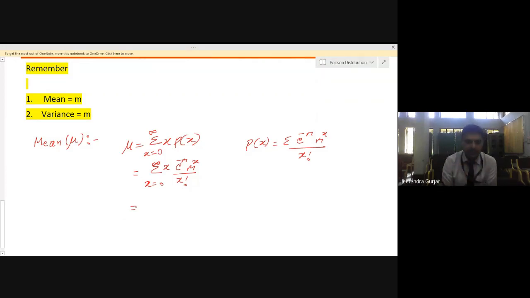Wherever x is there, please substitute 0. So the first term will become 0 definitely. Next we can see plus 1. Now x is 1. So wherever x is there, please substitute 1, students. So this is going to become m raised to 1 divided by 1 factorial. Okay. Next.